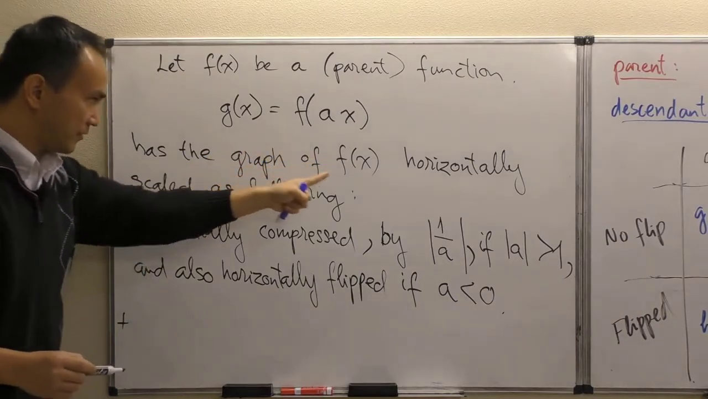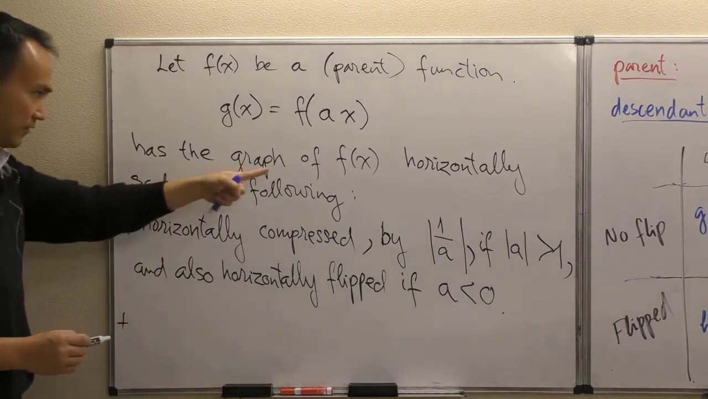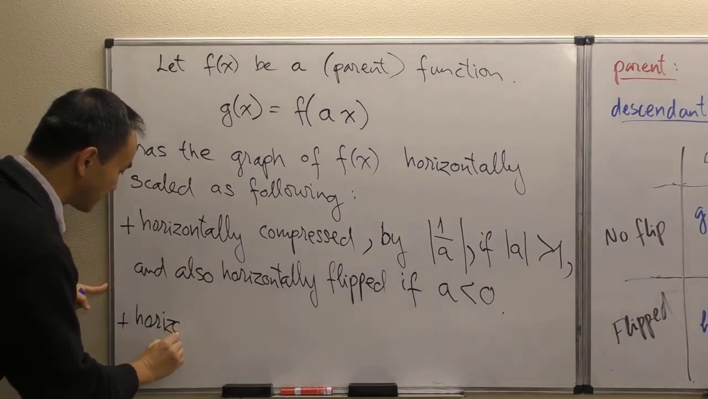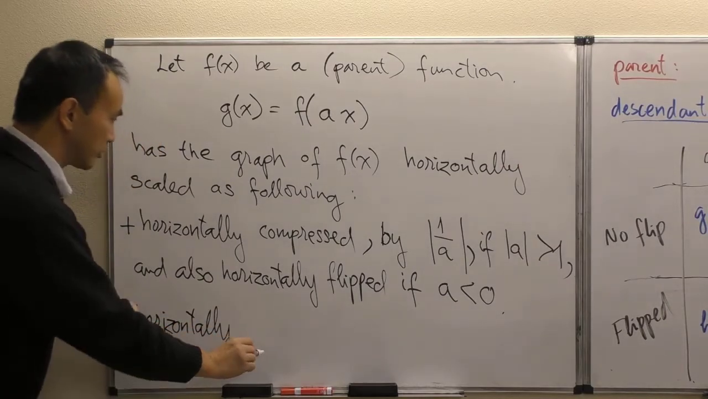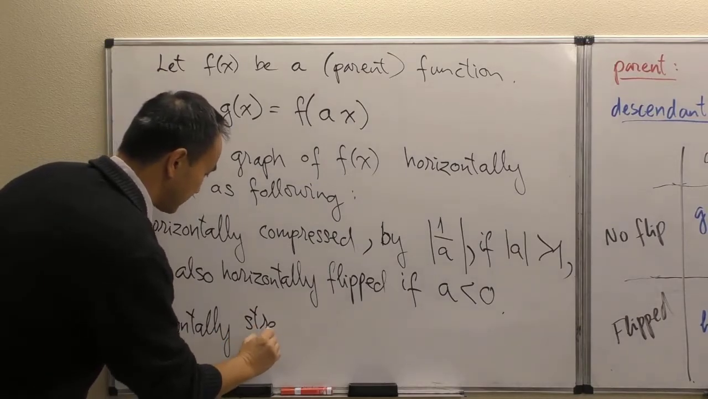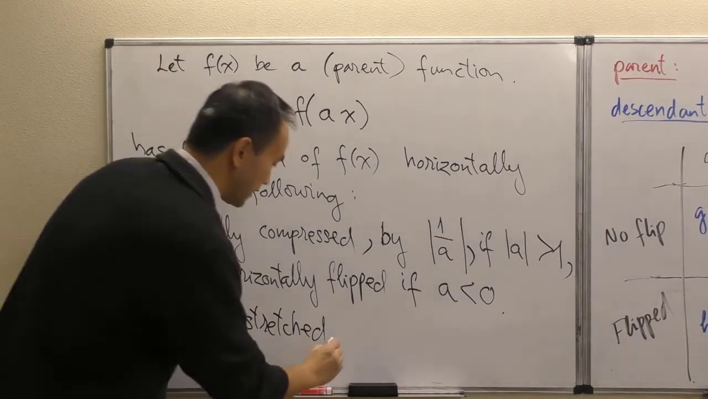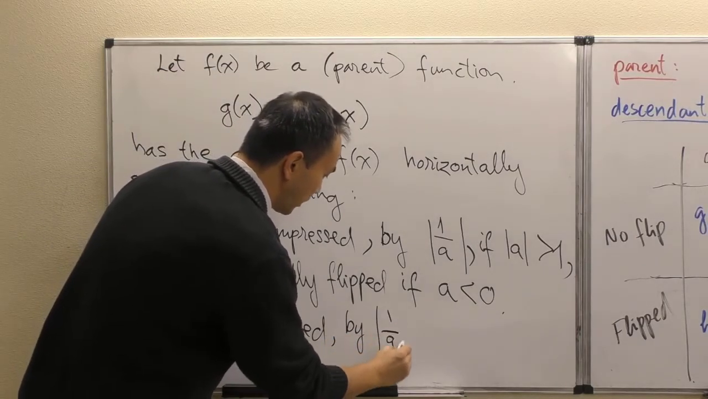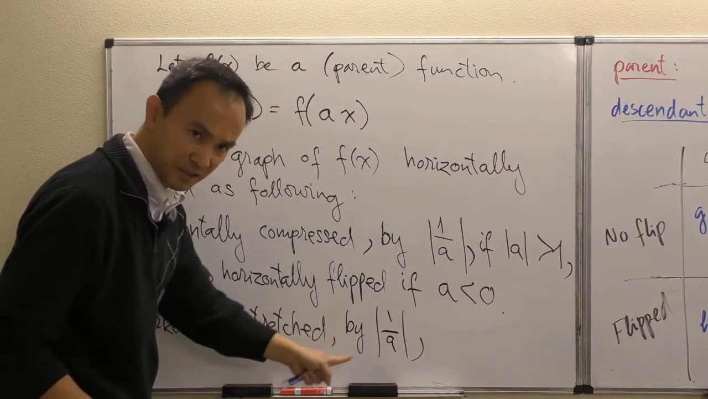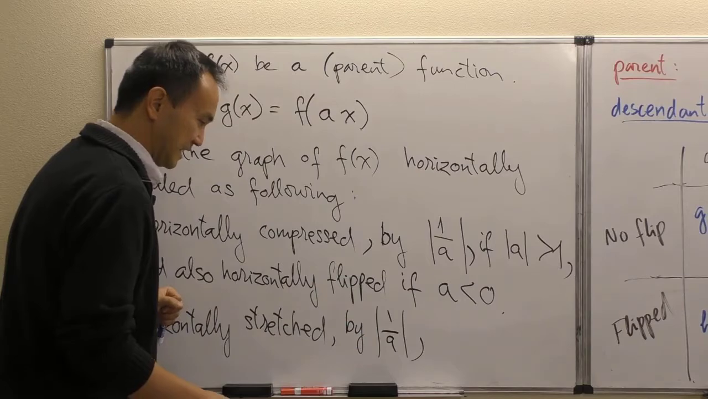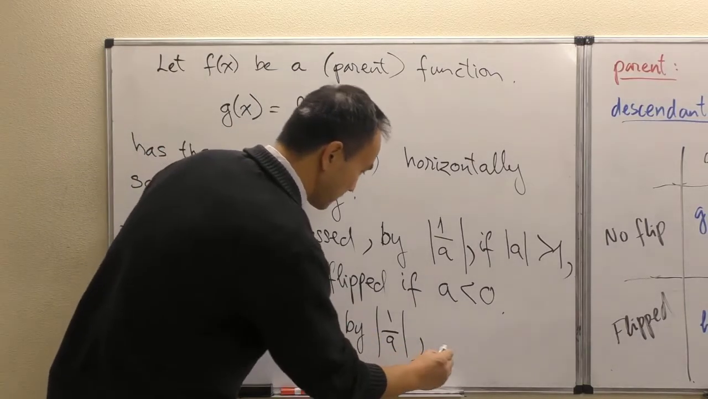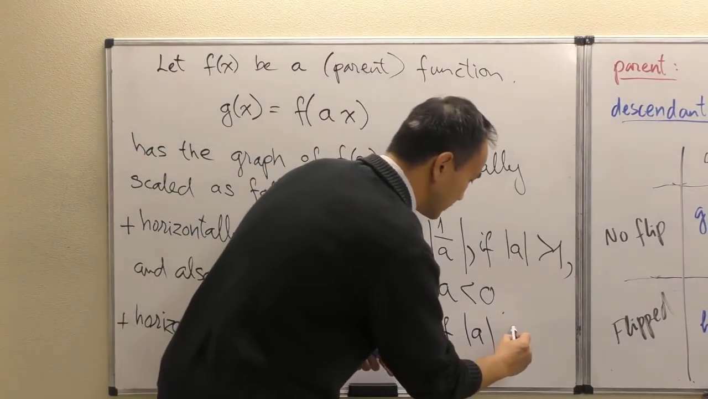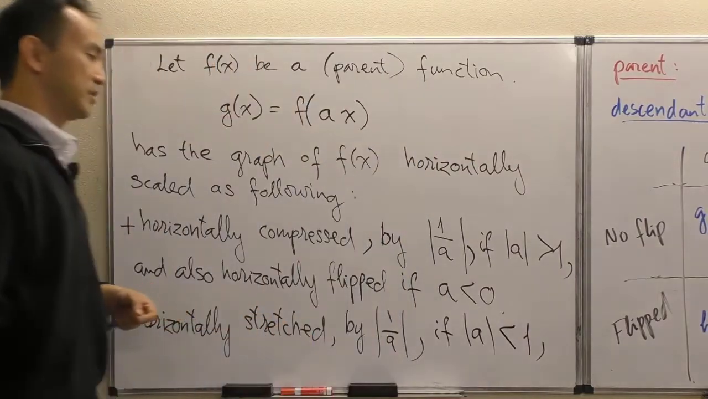In the next case, the graph of f of x is horizontally scaled. It's going to be horizontally stretched, and when it's stretched, it's stretched by absolute value of 1 over A. This part is not so clear right now, I will explain all of that. Stretched by absolute value of 1 over A if A itself in absolute value is less than 1.